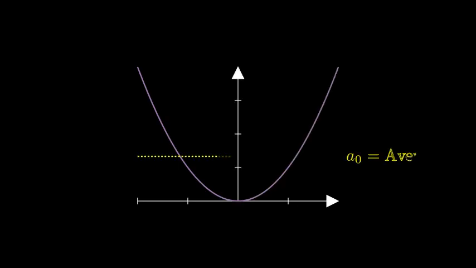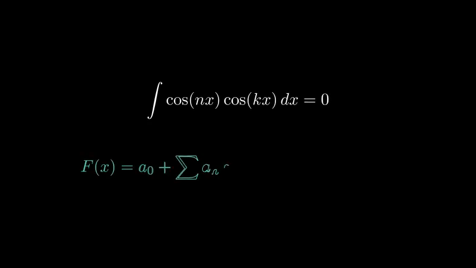What if the function is even, meaning it's a mirror image across the y-axis? In that case, we use cosines. The first term, a_0, is simply the average value of the function. Cosines follow the same rules of orthogonality. They are the even notes of our mathematical orchestra. By combining sines and cosines, we can describe almost any function.